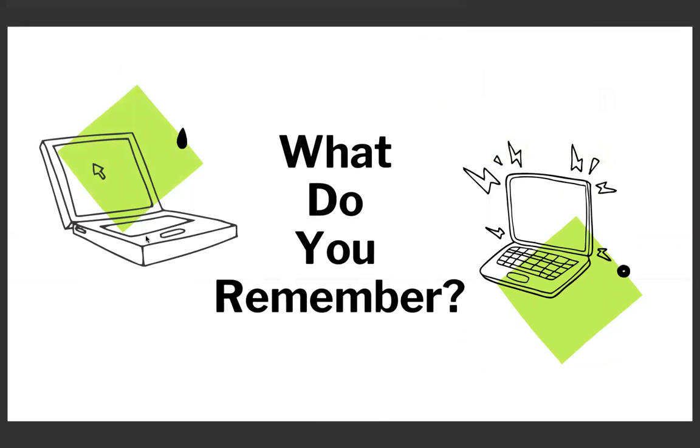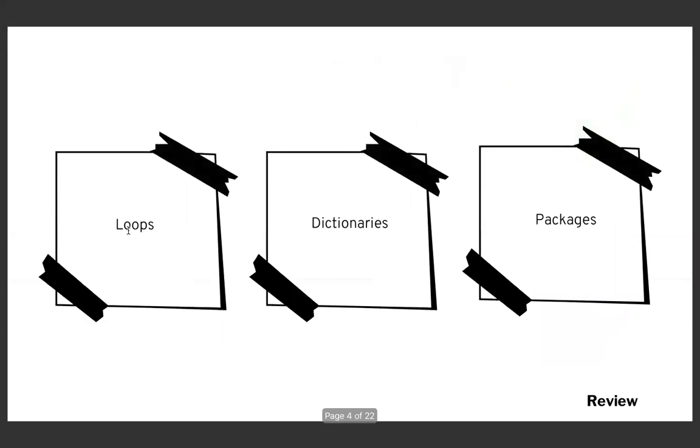So first off, what do you remember? We talked about loops. That included infinite loops, while loops, and for loops, which allow us to iterate over a piece of code a certain number of times. Then we talked about dictionaries, and dictionaries are just like lists, but have a second dimension to them that allows you to create keys and values. And then packages, so pandas and NumPy, which allow you to create data frames and arrays and are used heavily in data science.